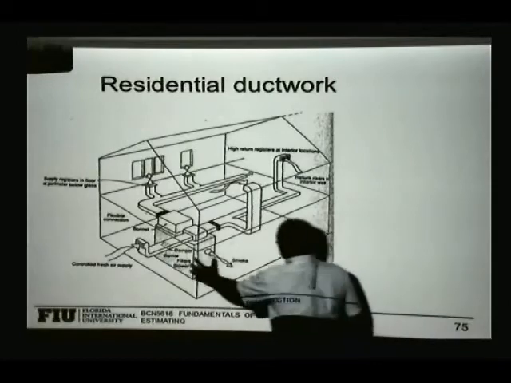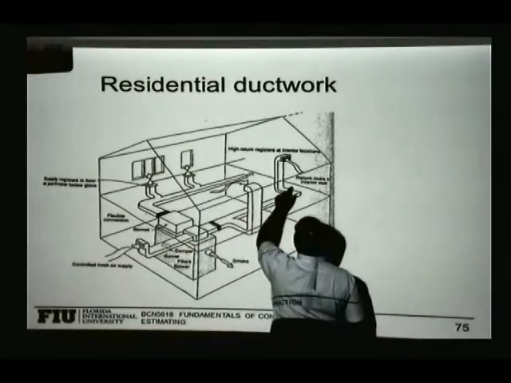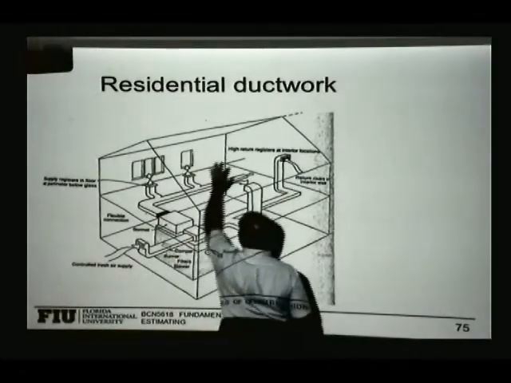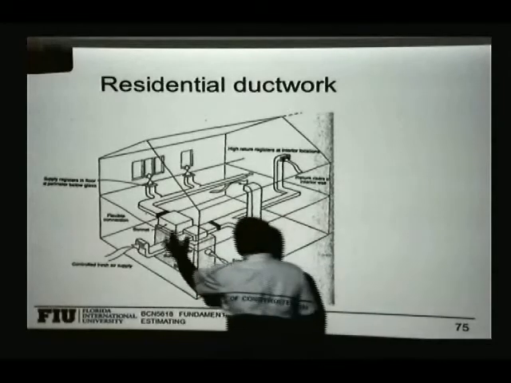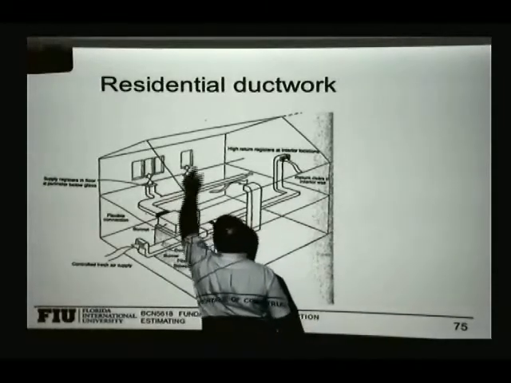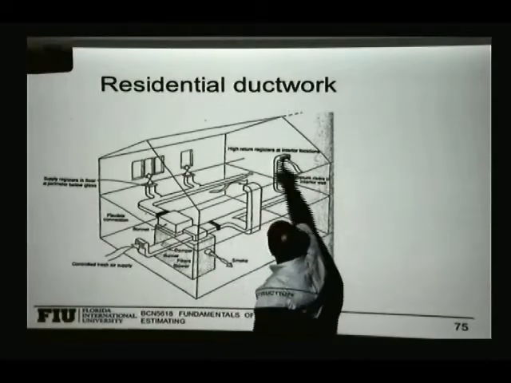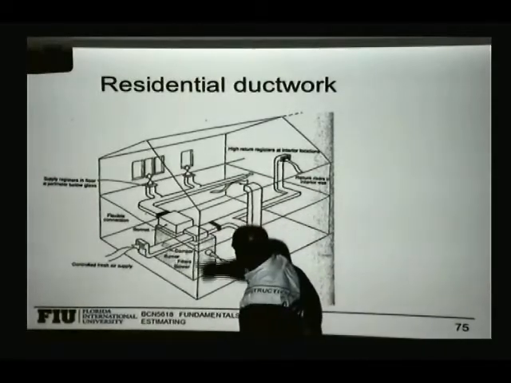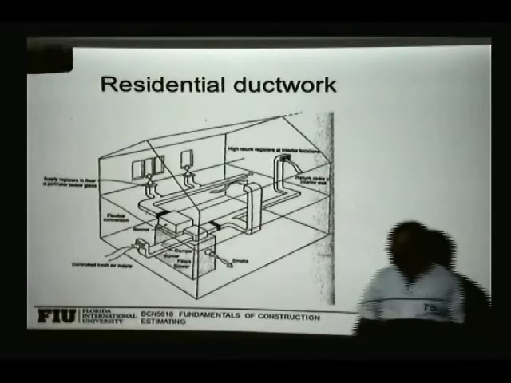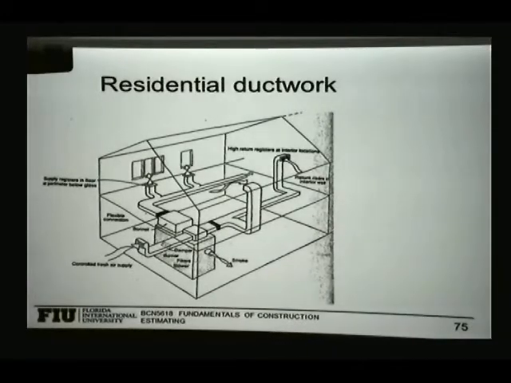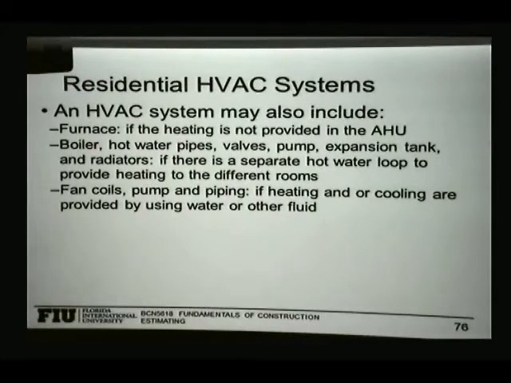So you have the air handling unit, and then you have ducts that go to different rooms. Some of those are to supply air, so they bring air into those rooms, and others are to take that air back into the system. So you need to be able to identify those ducts and account for them.